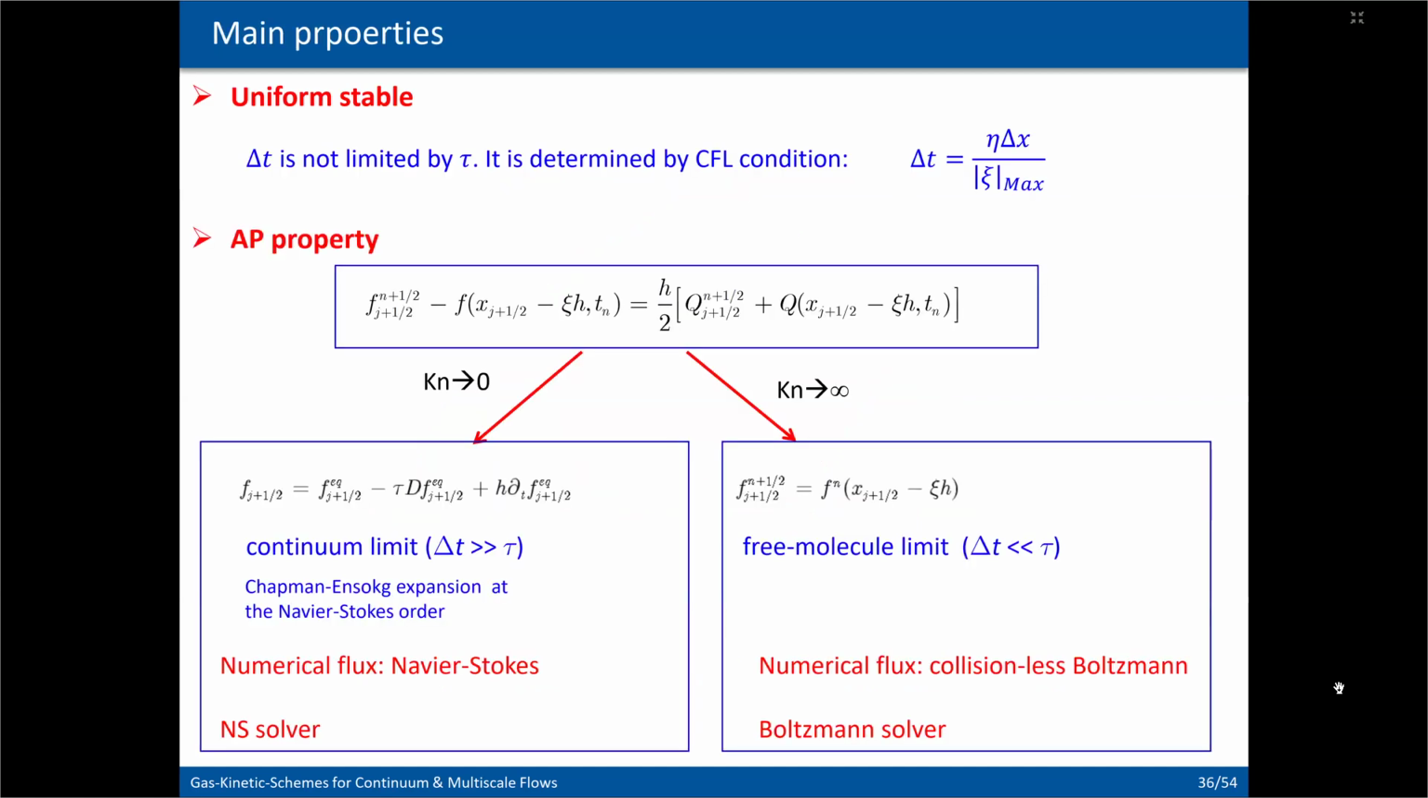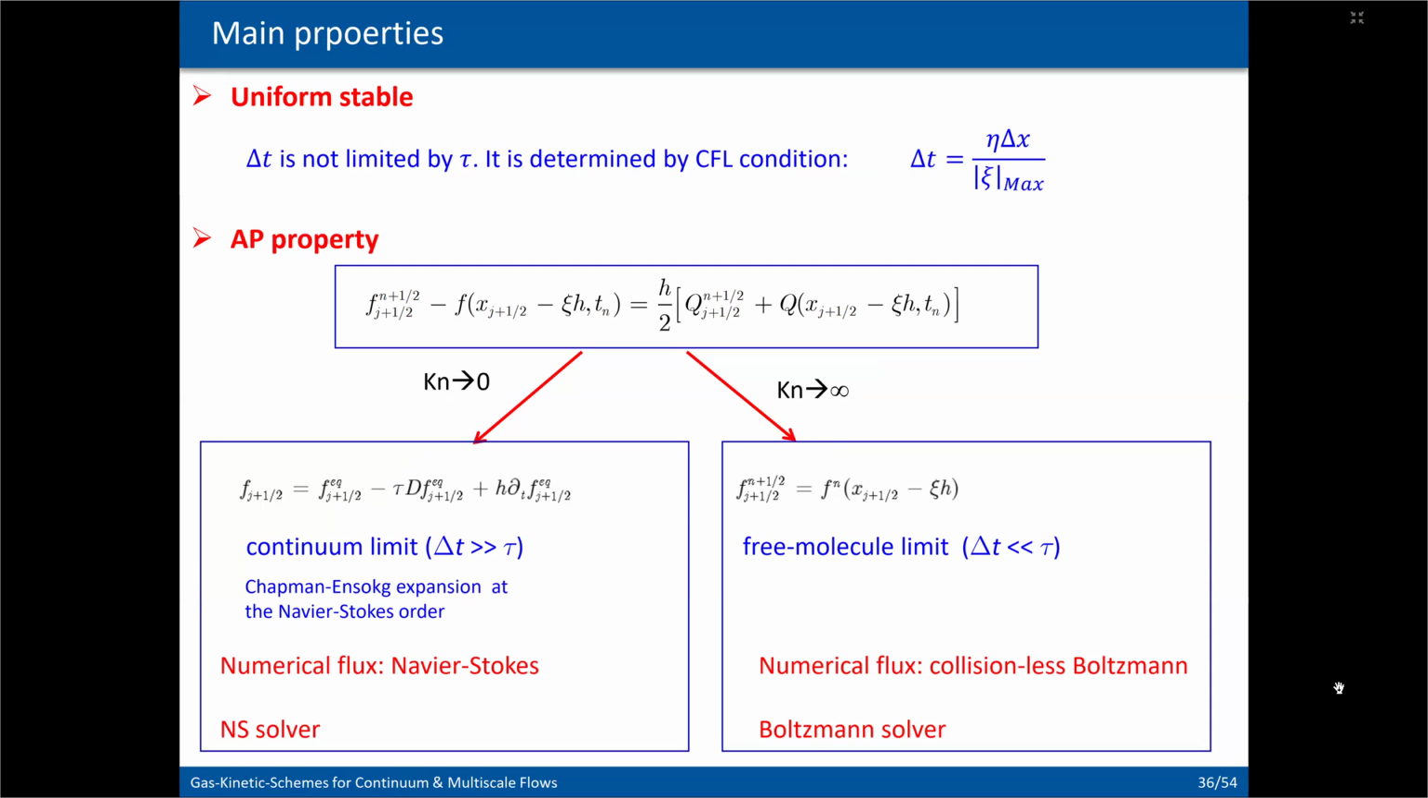Some main properties will be given here, and the first is that it is uniformly stable. This means that the time step is not limited by the relaxation time tau. Actually, the time step is only determined by the CFL condition given like this. Okay. Another one is that it has the AP property.